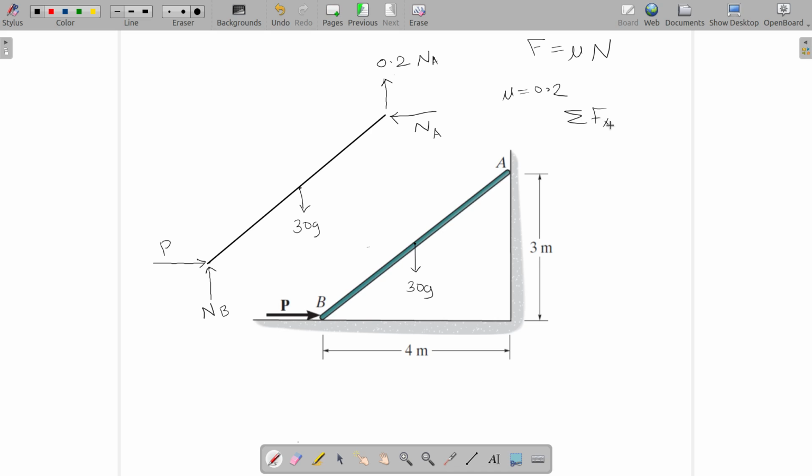So equation number 1, net force in x direction 0, means P towards right, NB is vertical, we don't need to consider, 30 g vertical, we don't need to consider, and NA is the only other force we need to worry about. So P is equal to NA.